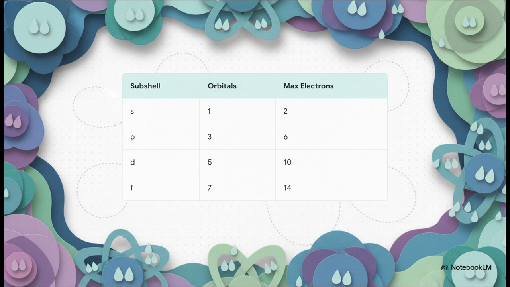And since we just established that only 2 electrons can fit in a single orbital box, all you do is simply double the number of orbitals to find your maximum electron capacity. So 1 becomes 2, 3 becomes 6, 5 becomes 10, and 7 becomes 14. It is so perfectly systematic. Once you see the pattern, you can't unsee it.